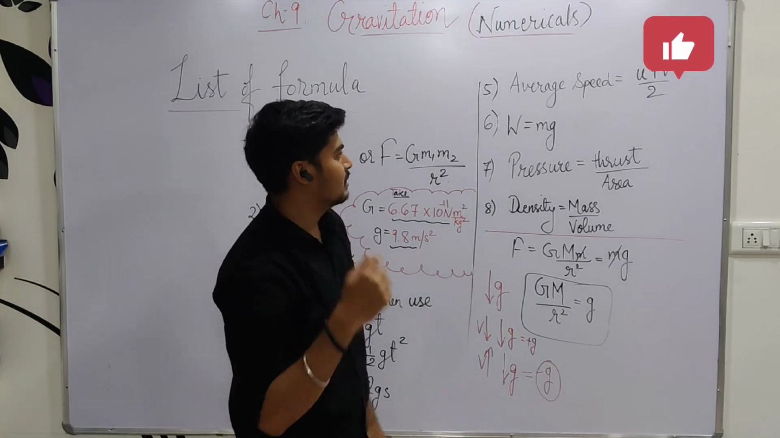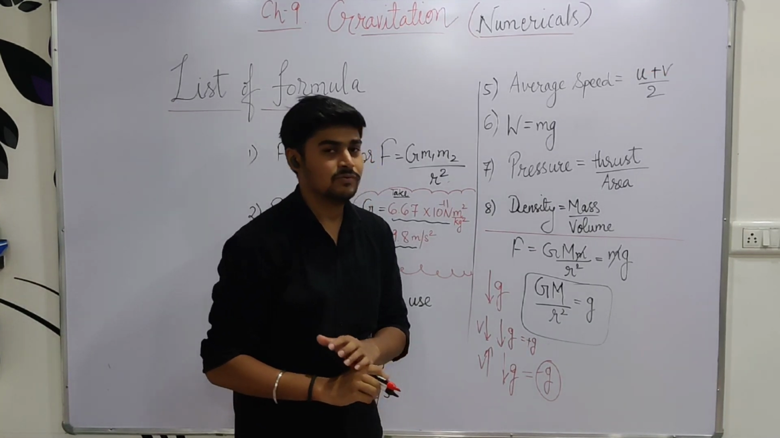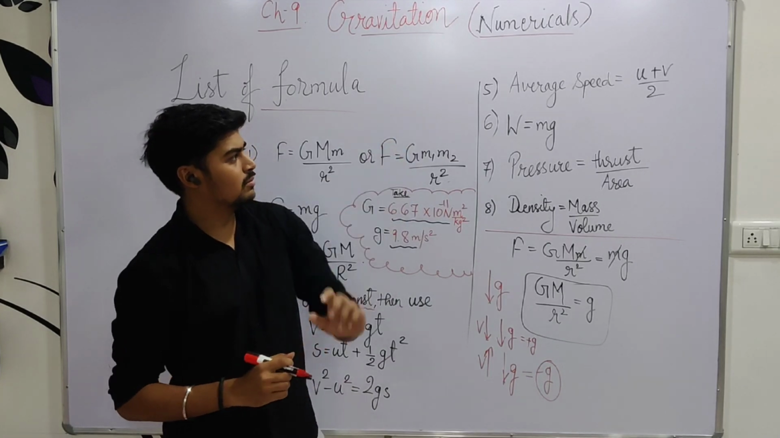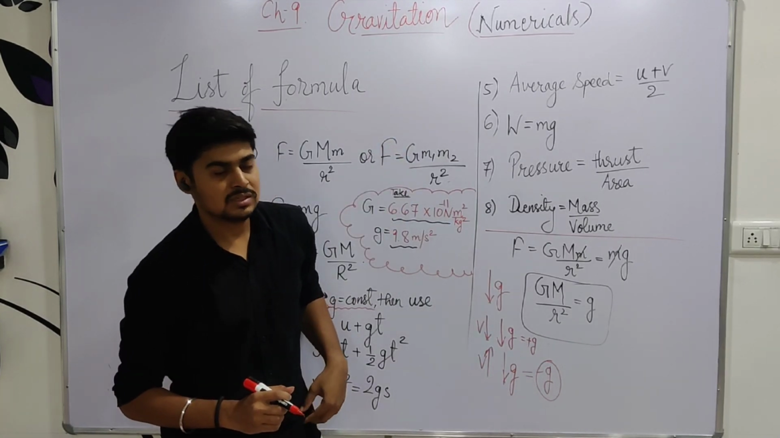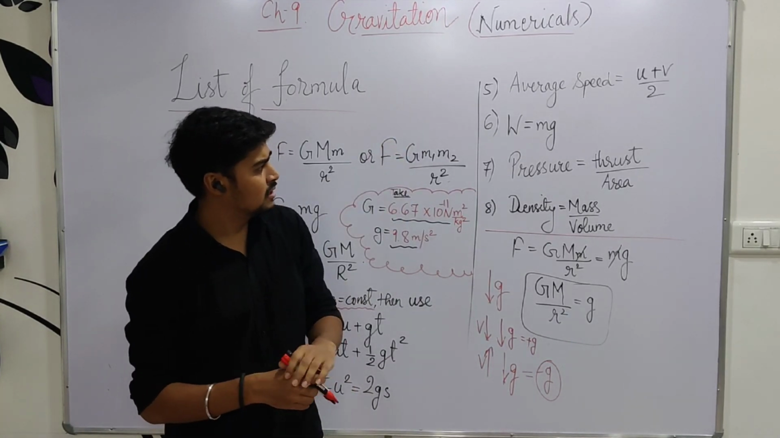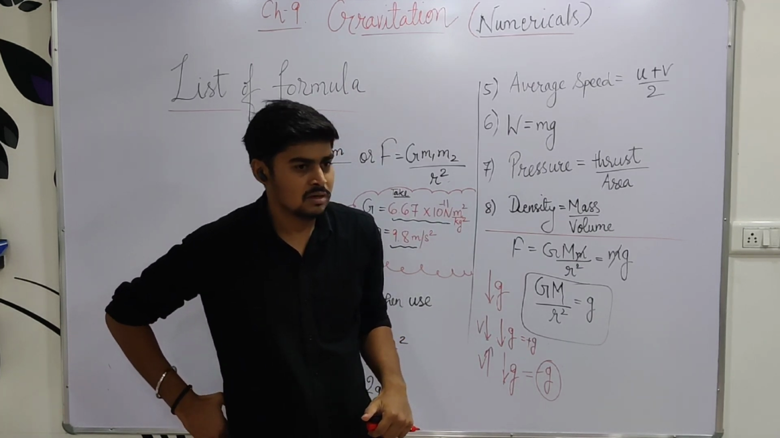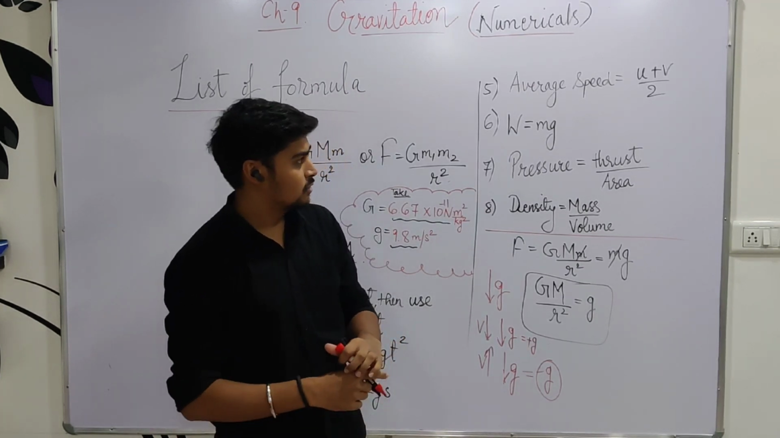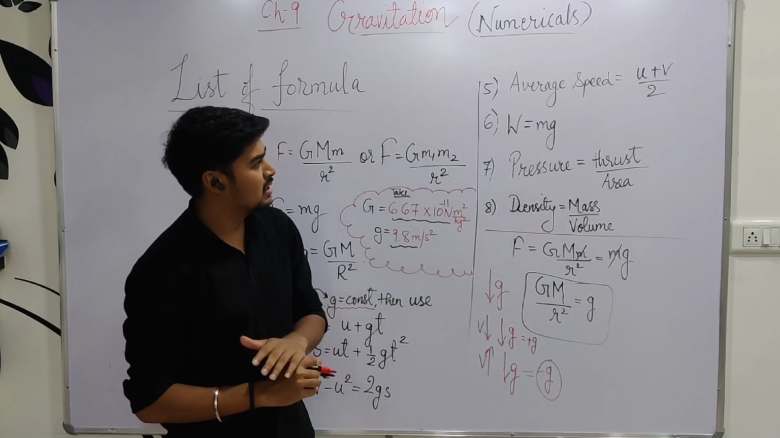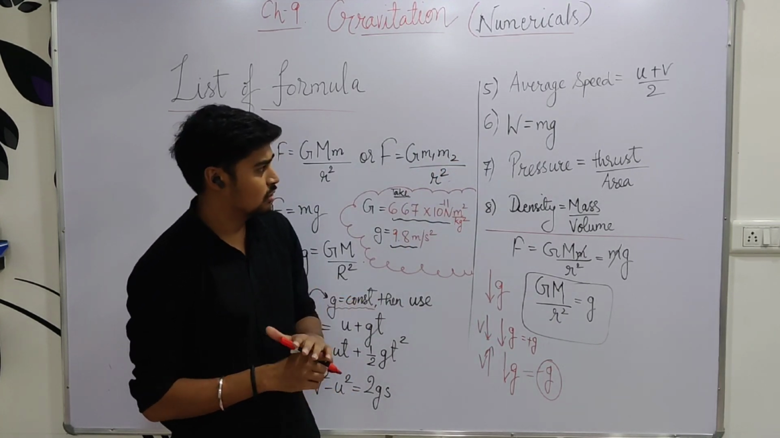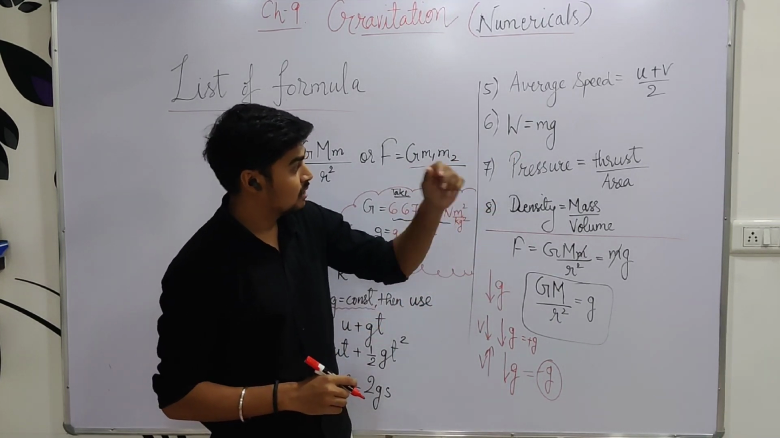Coming to the next formula, that is from the previous chapters, that will be useful for solving the examples. Actually, I won't be solving all the solved questions of the textbook. We will solve the unsolved questions. So average speed, that is initial velocity plus final velocity divided by 2, as you all know. Okay, what is weight?